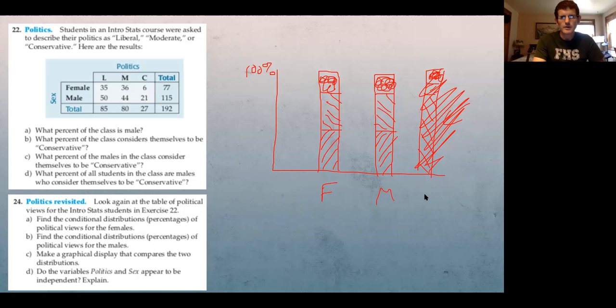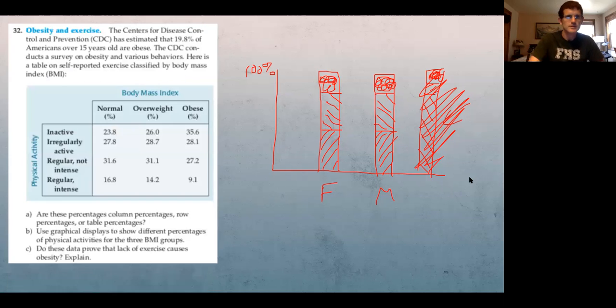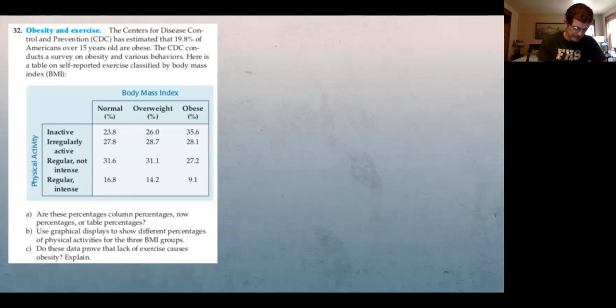Then I will look at the next problem. And this one, none of these are as bad as they seem once you just kind of read it and wrap your head around it. CDC has estimated that 19.8% of Americans over 15 years are obese. The CDC conducts a survey on obesity and various behaviors. Here is a table on self-reported exercise classified by BMI. Okay, so the first question here is actually the only one we need to talk about.